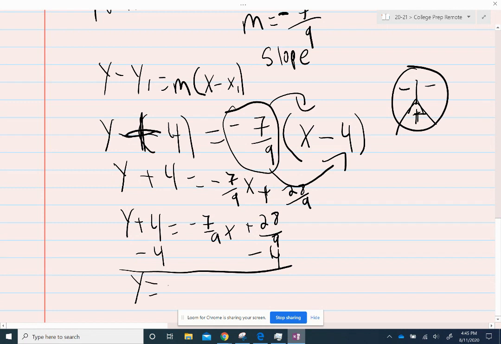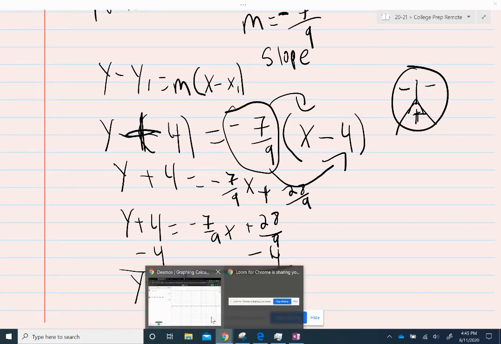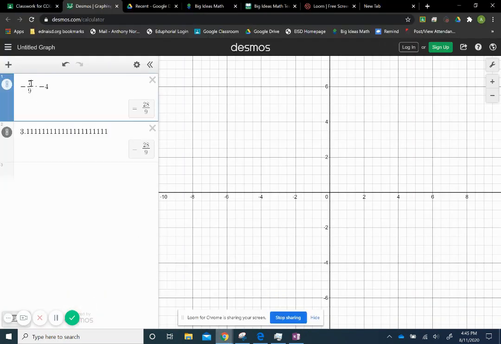Okay, y equals -7 over 9x, 28 minus 9. We're going to know the -8 over 9. But let's put in the calculator to be sure. 28 over 9 minus 4. 28 over 9. Get rid of the multiplication. -8 over 9.